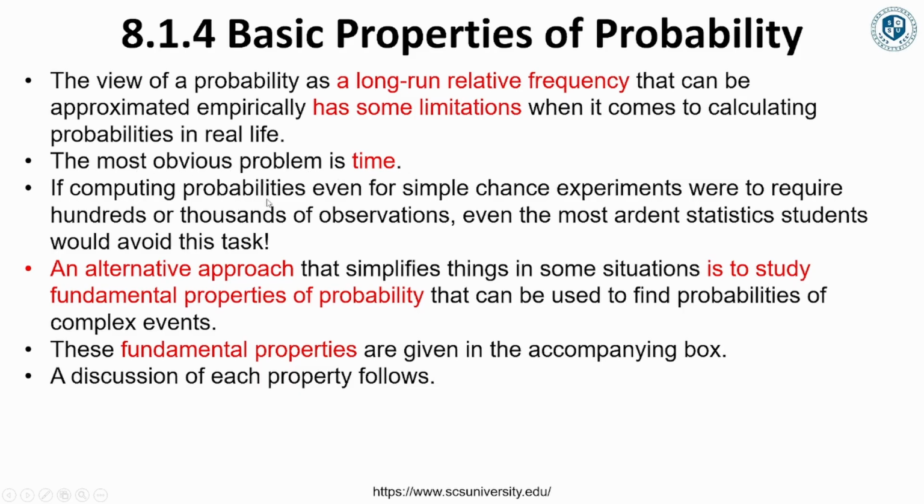If computing probabilities, even for simple chance experiments, were to require hundreds or thousands of observations, even the most ardent statistics students would avoid this task. An alternative approach that simplifies things in some situations is to study fundamental properties of probability that can be used to find probabilities of complex events. These fundamental properties are given in the accompanying box. A discussion of each property follows.